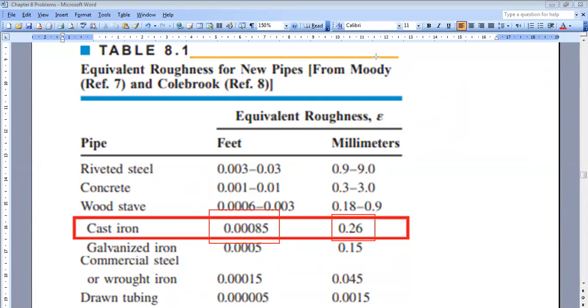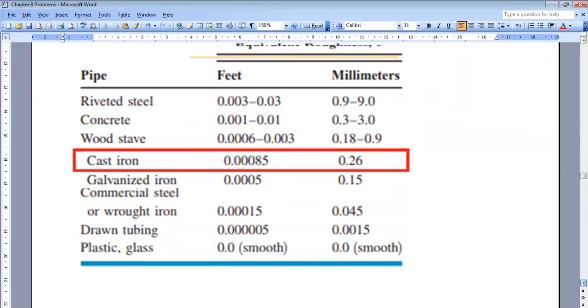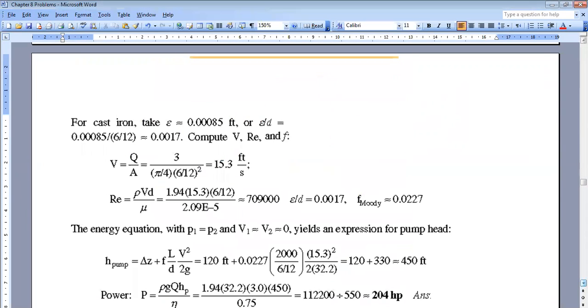Okay? So here, since we are working in, I think, the English system, so we will take 0.00085. Okay. Now let us write together the energy equation.